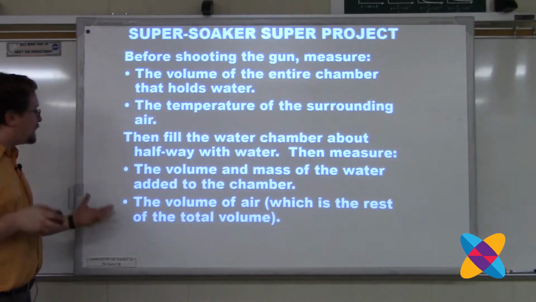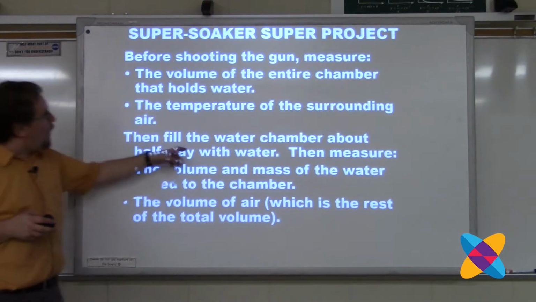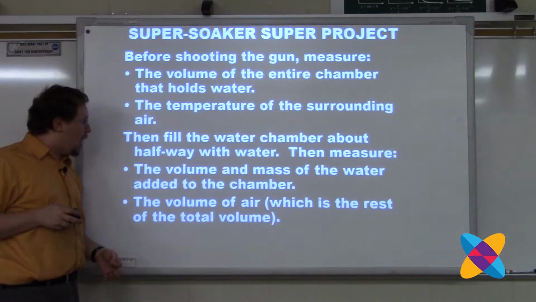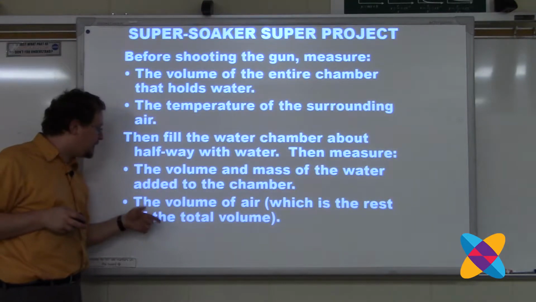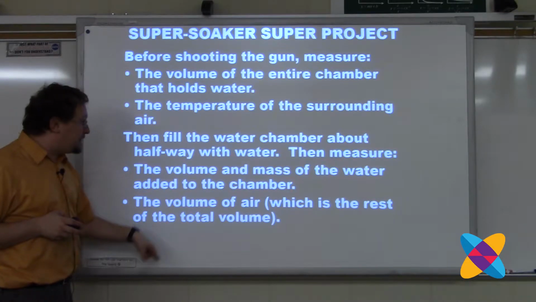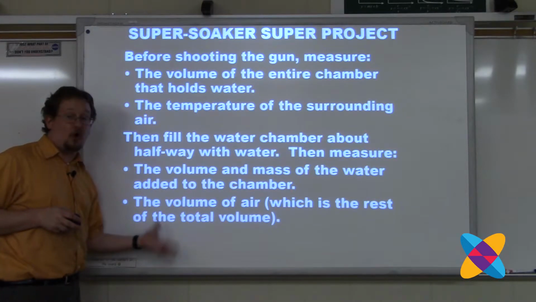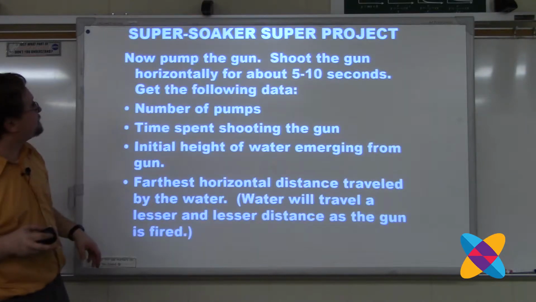Measure the temperature of the surrounding air. Then fill the water chamber about halfway full of water. They need to know the volume and mass of the partial amount of water they put in the chamber and the volume of the air, which is the rest of the total volume. Okay, they need to know all that.